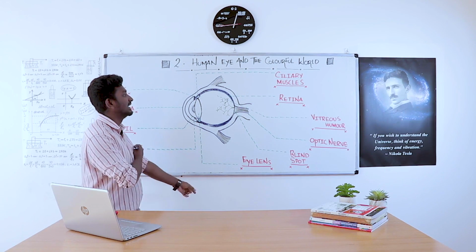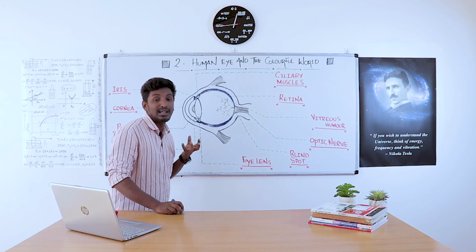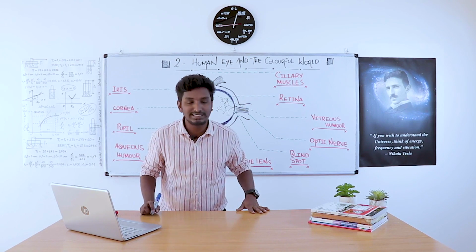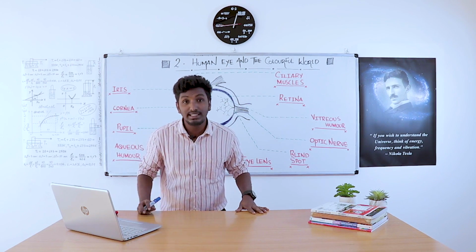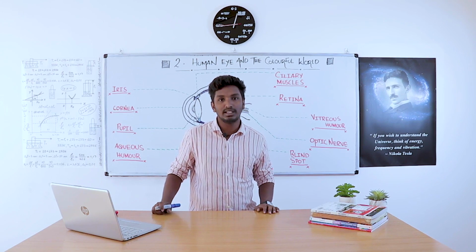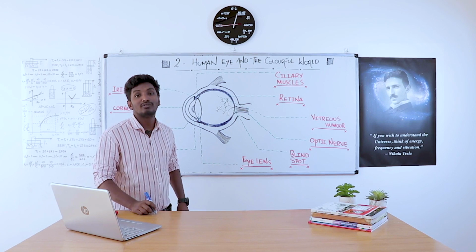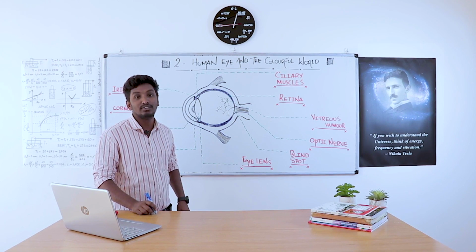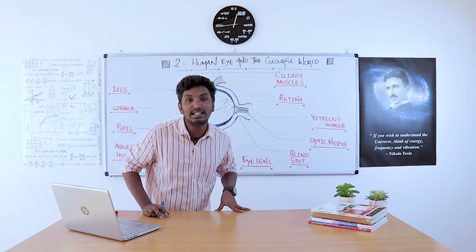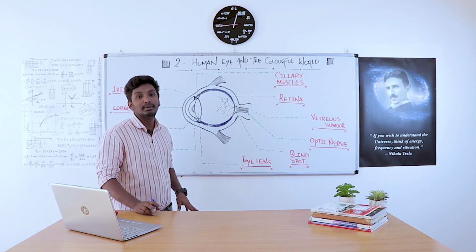Next is eyelids. In our human eye, the lens is of convex type. The human eye consists of a convex lens, and this lens is made up of jelly-like material.